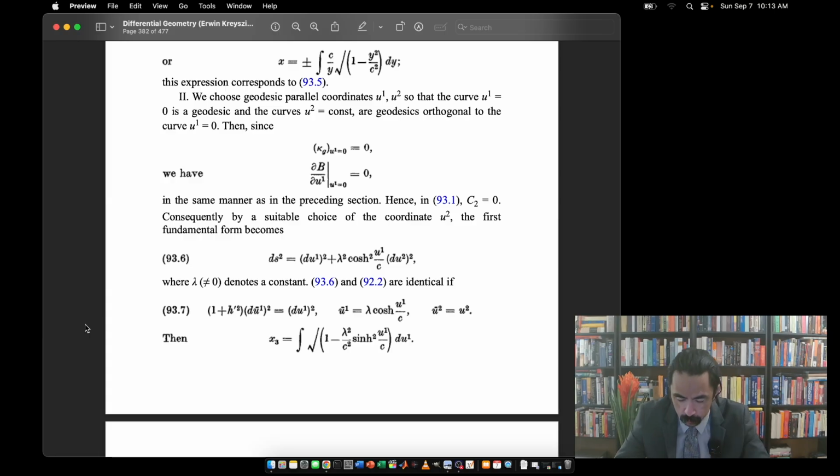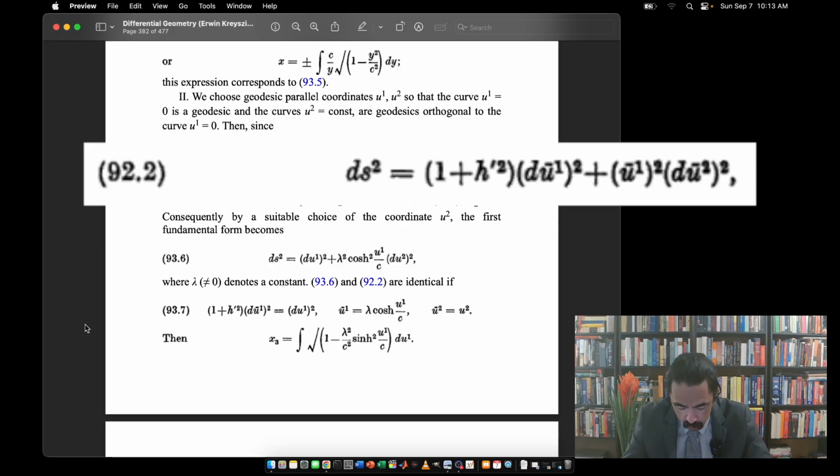Hence, in our expression for the square root of g sub 2, we have that C sub 2 is equal to 0. Consequently, by a suitable choice of the coordinate u2, the first fundamental form becomes ds squared equals du1 squared plus lambda squared times the square of the hyperbolic cosine of u1 over c, times du2 squared, where non-zero lambda denotes a constant. And this expression, as well as an expression from the previous section, 92, is for the first fundamental form of a spherical surface of revolution with constant Gaussian curvature.